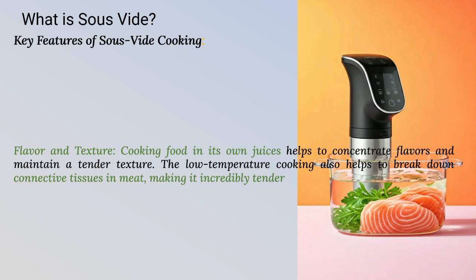Flavor and texture. Cooking food in its own juices helps to concentrate flavors and maintain a tender texture. So what happens? The juices coming out from the meat will be there, and it will give you a very concentrated, impactful flavor. Meat will become tender because it is getting slowly cooked at a set temperature. Low temperature cooking also helps to break down the connective tissues in meat, making it incredibly tender. So these are the advantages.